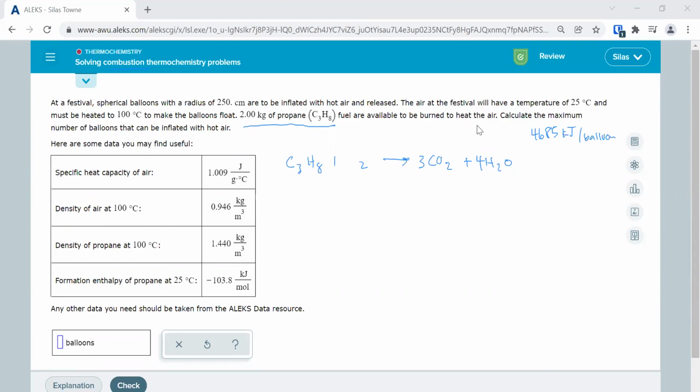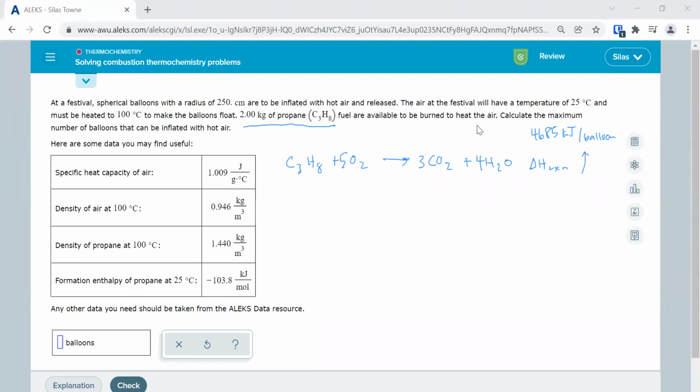Don't want to erase here. We want to draw. There we go. So there's our balanced chemical equation. Now we need to find what the enthalpy of the reaction is. How many kilojoules per mole of propane do we get? Then we can apply that to this kilojoules per balloon.